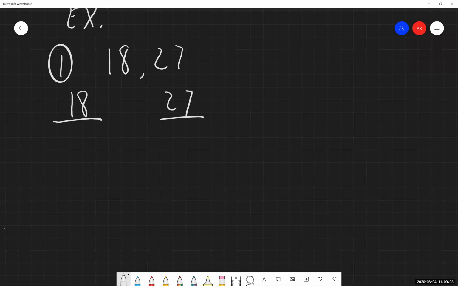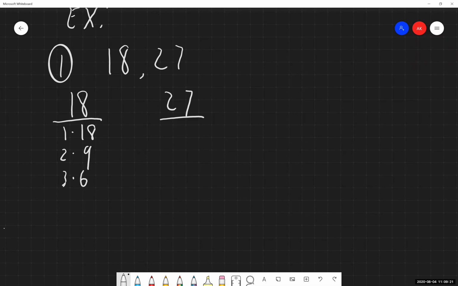So I can list the factors of 18: 1 and 18, 2 times 9, and 3 times 6. 4 doesn't work, 5 doesn't work, 6 would work, I already have it listed, so there I go. There's my factors of 18.